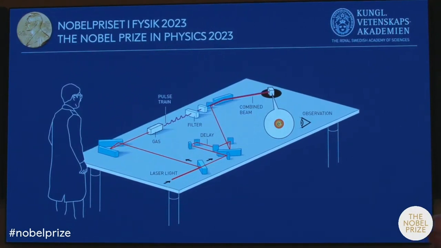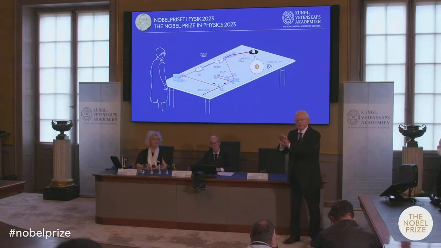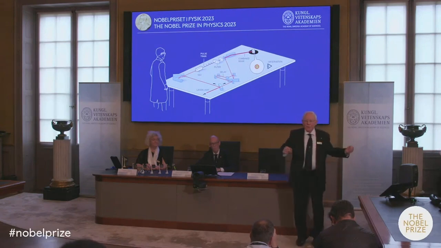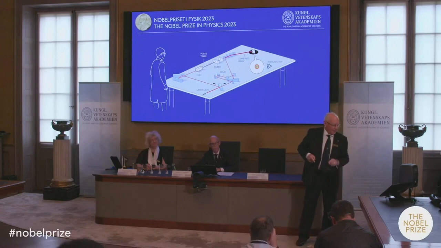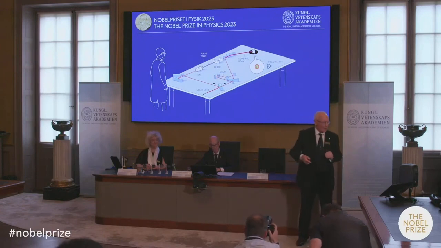The laser beam is divided in two parts. One part goes to the left and then into the gas jet, where you produce attosecond pulses. The other part goes into a delay line so that you can shift the time difference between the attosecond pulses and the infrared pulses. And then you combine them on a mirror and send them into your experiment. And out come electrons that you can observe.